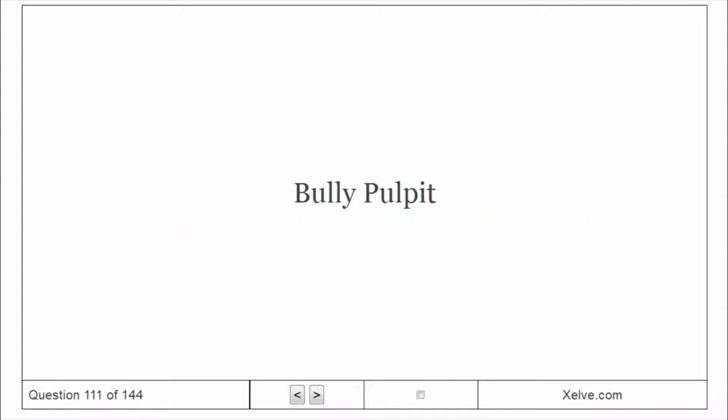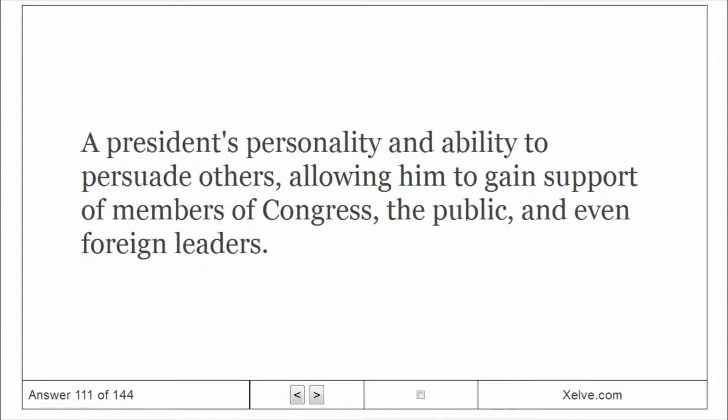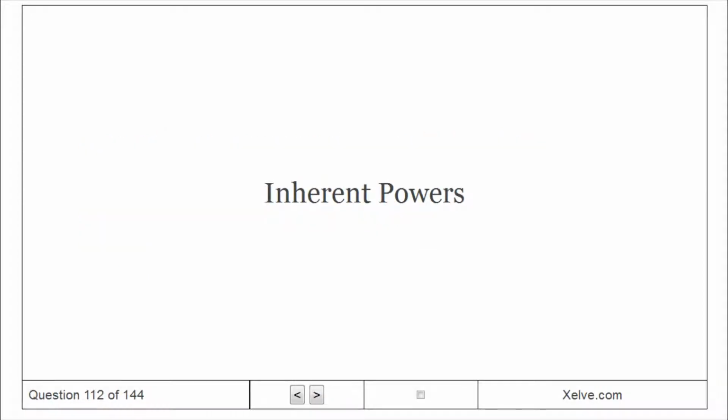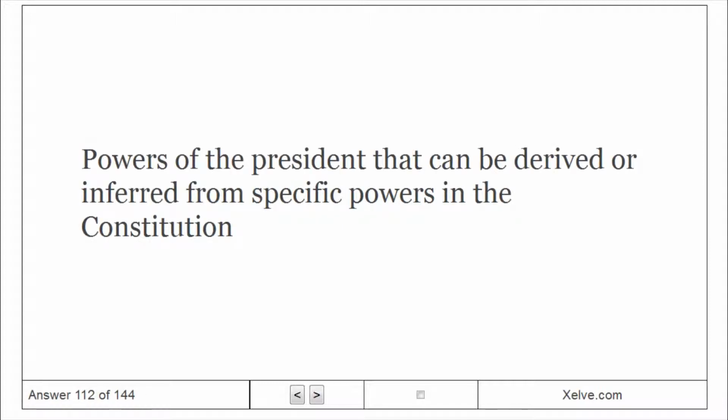Bully pulpit, a president's personality and ability to persuade others, allowing him to gain support of members of Congress, the public, and even foreign leaders. Inherent powers, powers of the president that can be derived or inferred from specific powers in the Constitution.